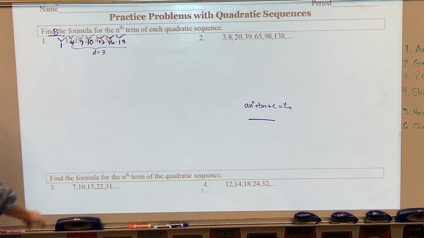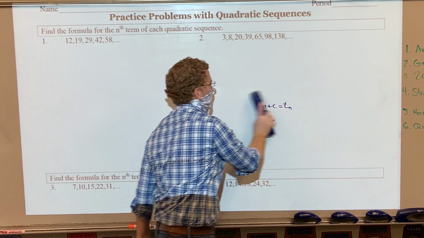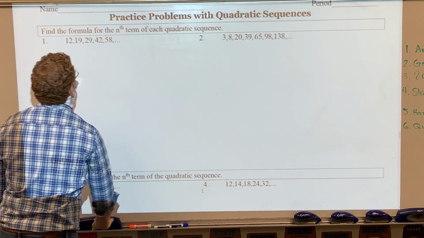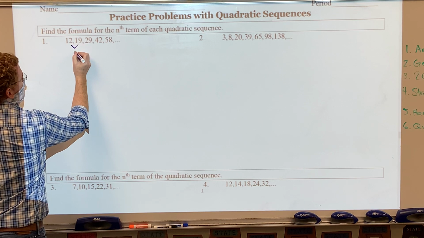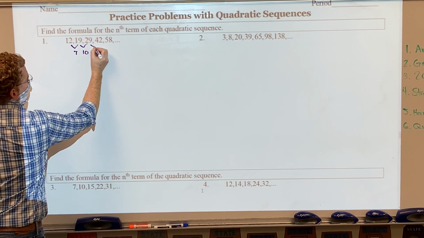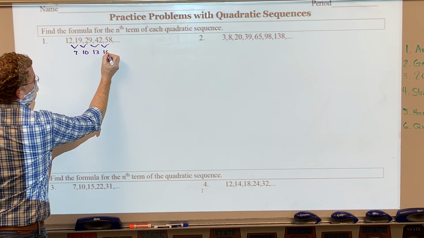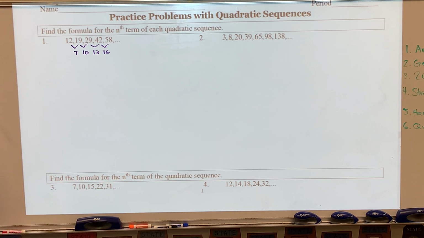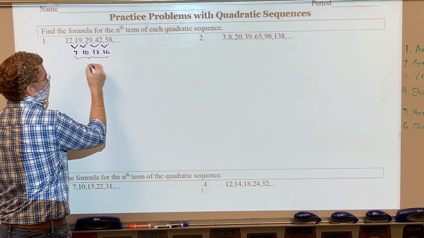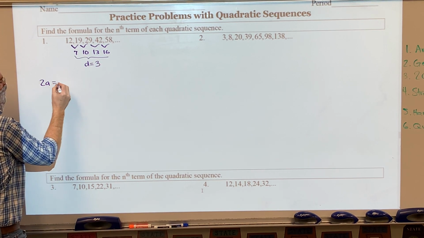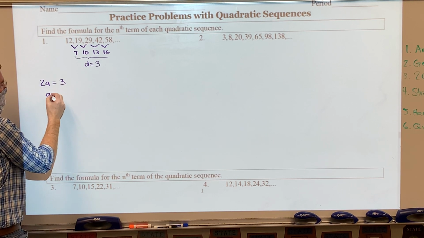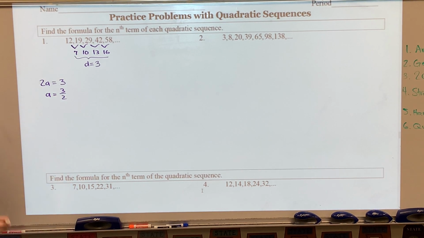So help me out. Do I even know this is quadratic? Let's see. 7, 10, 13, 16. Okay, arithmetic, it is quadratic. And what's my common difference here? 3. So what's A? 2A equals 3, A is 3 halves. It's that quick. Thank you, Mark and Audrey.